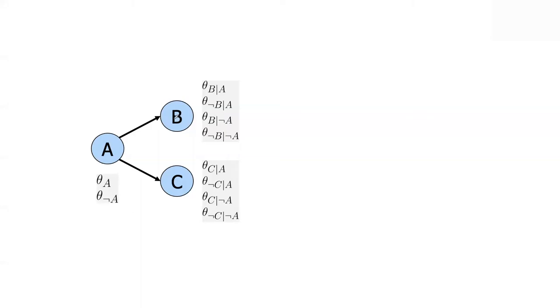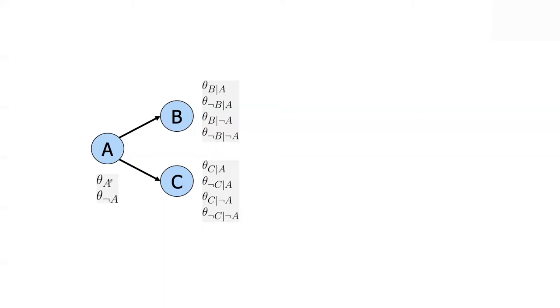Now for the variable B, you need two distributions. You need a distribution over B given that A is true, and that's the first two numbers here. And then the distribution over B given that A is false, and those are these two numbers here. You can think of this as the probability of B being true given that A is false, the probability of B being false given that A is false, and similarly for C. So these are what we call parameters, and we had 10 of them: 4, 4, and 2.